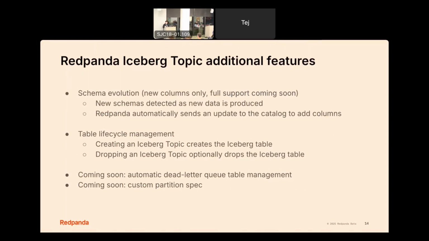Next is table lifecycle management. I mentioned earlier that Redpanda maintains a one-to-one mapping of topics to tables, and we really need it to. So just as Redpanda creates a table for you, you can optionally have Redpanda drop the table when dropping the topic. In this way, managing Iceberg topics' tables can happen altogether within Redpanda. And just a note that there are a couple of other features in the pipeline, like automatic dead letter queue table management and custom Iceberg partition specs that I'll mention later.